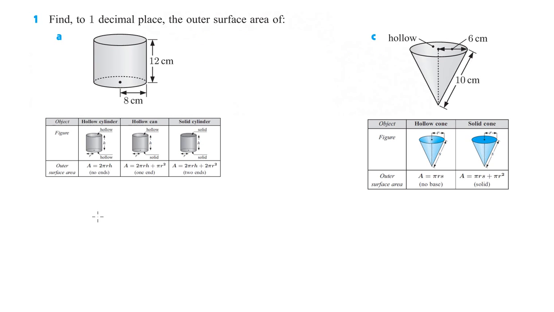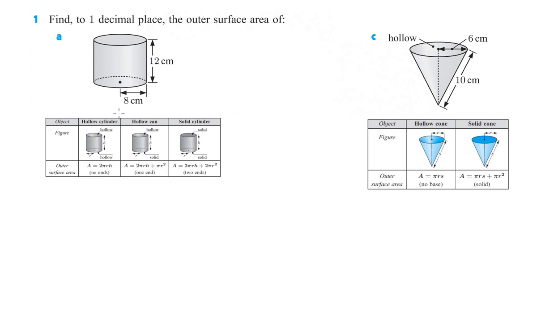Moving on. Next part here. Now we've got some round shapes instead of all just flat-sided shapes. But again, there's some nice formulas for these, so that should help out. Find to 1 decimal place the outer surface area of these here. So now we have a hollow cylinder, a hollow can, and a solid cylinder. So here's what I would do. I would assume, unless they say that it's hollow, that that's a top and that's a bottom right there.